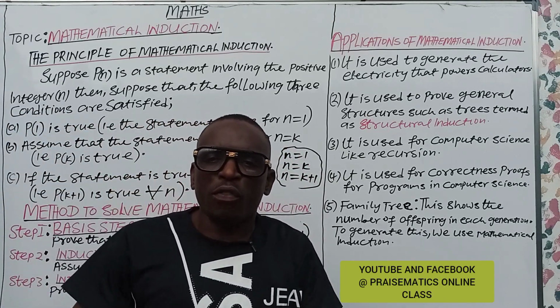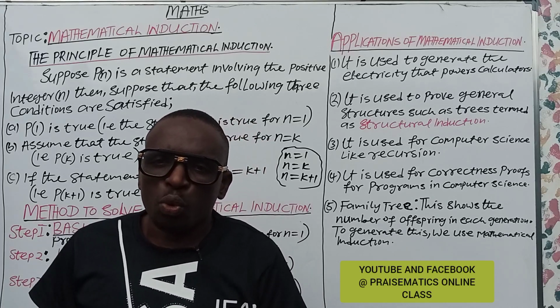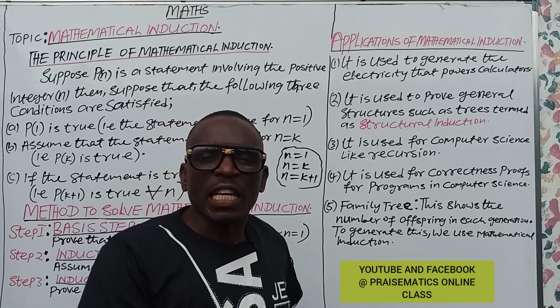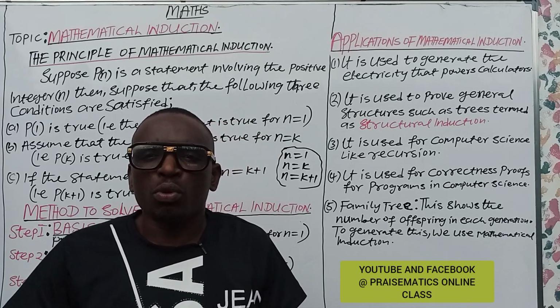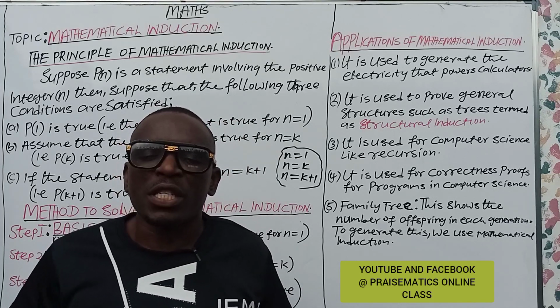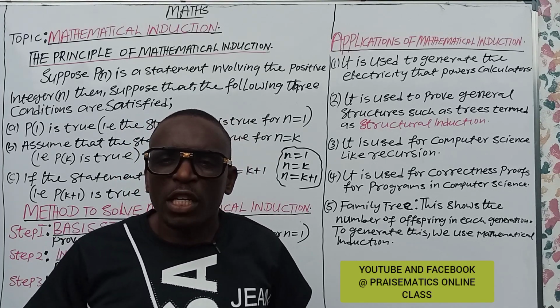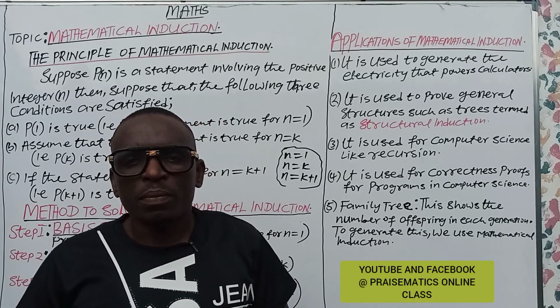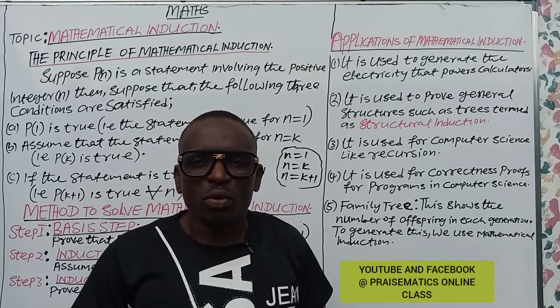Hence, if p of 1 is true, p of k is true, and p of k plus 1 is true, that means the statement is also true. That is how to solve it.